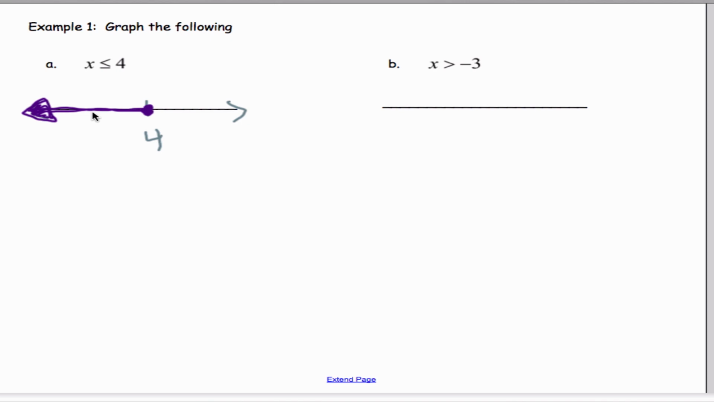For example, 2 is smaller than 4. 0 is smaller than 4. Negative 100 is smaller than 4. So take a second, pause the video, graph the second one, and then we'll check it.